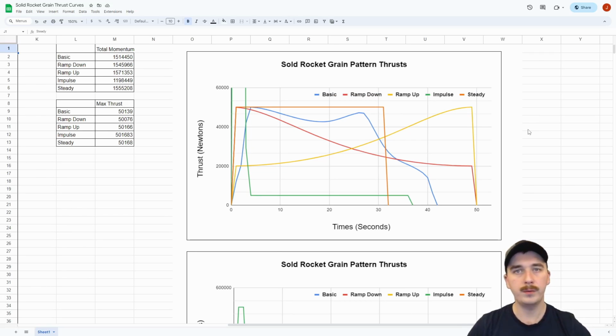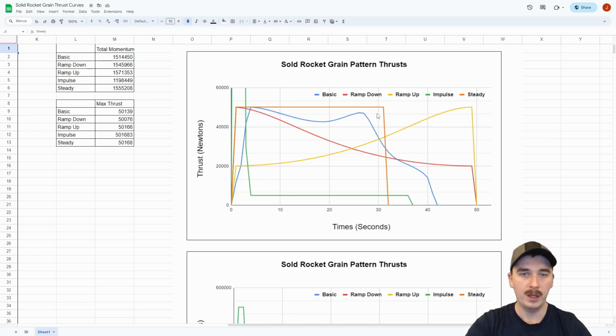The only other fuel grain that I would really recommend is the steady fuel grain. It gives you a very nice, consistent, flat thrust. It's very predictable, which makes it perfect if you're going to use a solid rocket to impart a very specific amount of force on your rocket. If you want to know exactly how much force and how much momentum your rocket's going to get, use the steady fuel grain. Of these, definitely the basic fuel grain is the worst.